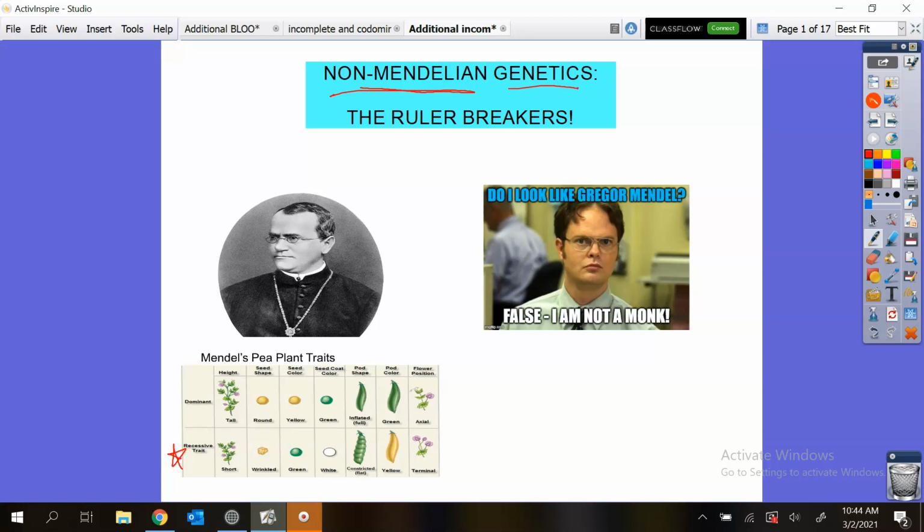So I just have a fun little meme here because when I was looking at Gregor Mendel over here, it reminded me of my favorite show, Dwight from The Office.